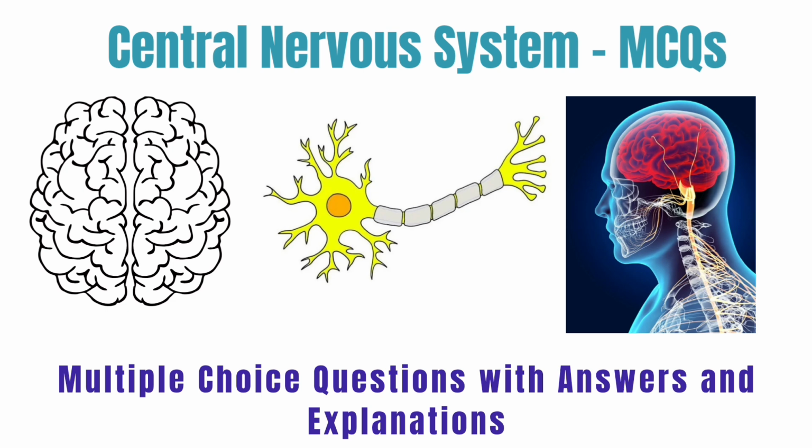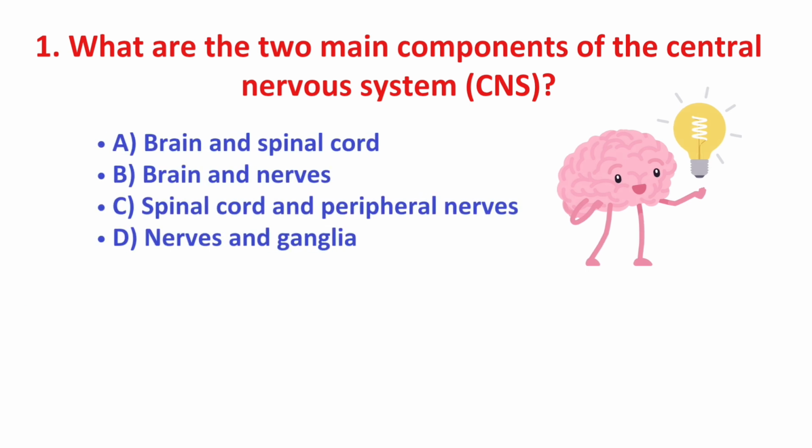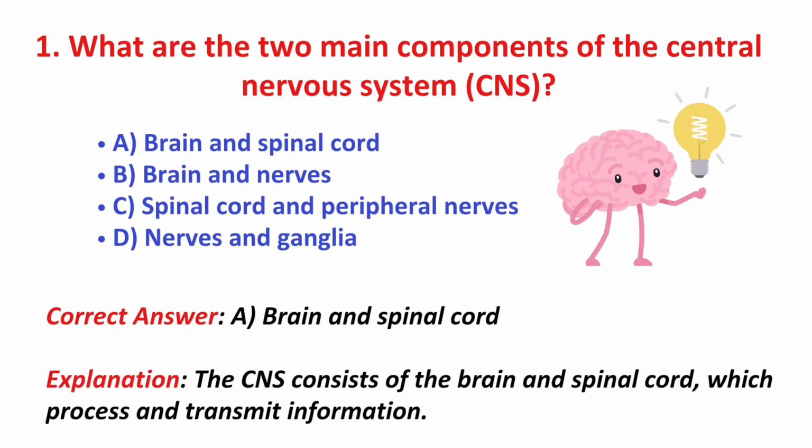सेंट्रल नर्वस सिस्टम के रिलेटेड 20 इंपॉर्टेंट एमसीक्यू, देयर आंसर एंड एक्सप्लेनेशन। सो लेट्स स्टार्ट विद द एमसीक्यूज। एमसीक्यू नंबर 1, what are the two main components of central nervous system? Options are brain and spinal cord, brain and nerves, spinal cord and peripheral nerves, nerves and ganglia. And the correct answer is option A, brain and spinal cord. The CNS, central nervous system, consists of brain and spinal cord, which process and transmit the information. So the correct answer is option A.